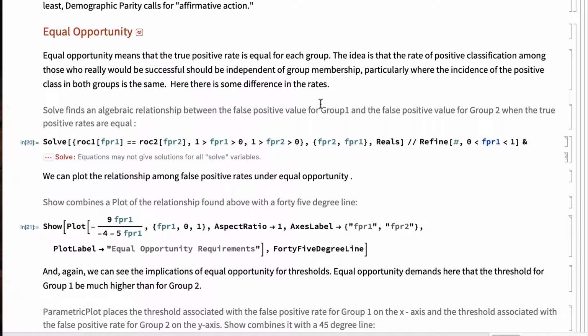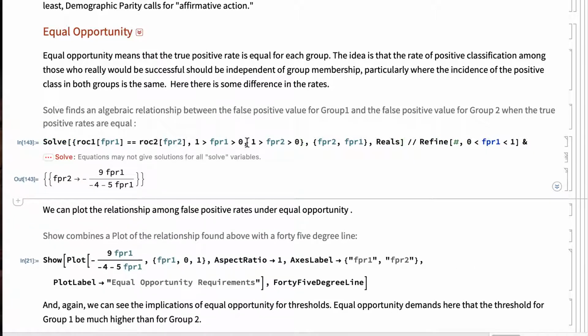All right. So let's actually see if we can figure out what the relationship between false positive rates is in order to generate equal opportunity. So I'm going to say the true positive rate for group 1 should be equal to the true positive rate for group 2. Here are some sensible constraints. Find me the values of false positive rate 2 and false positive rate 1 that do this. No complex numbers in analytic methods for lawyers, and a reminder that please, the false positive rate has to be between 0 and 1. And we get a less icky algebraic expression.